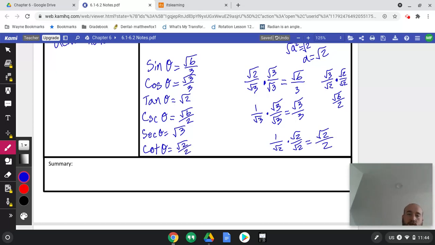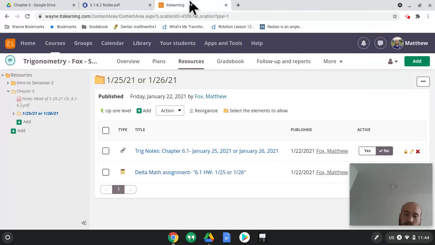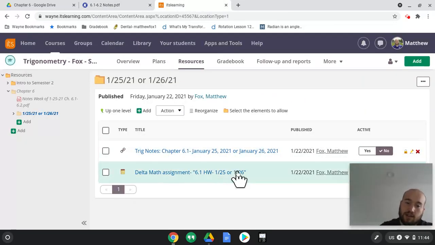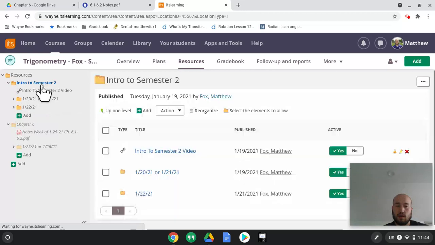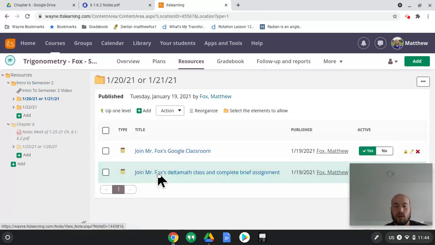So, I know that took a little bit of work, a little practice. Today's assignment, if we look back in here, was a Delta Math assignment. So if you are not yet signed into my Delta Math account, you're going to need to go up here to Intro to Semester 2 and follow the instructions here in the first day's folder. It has some explanations here on how to join.